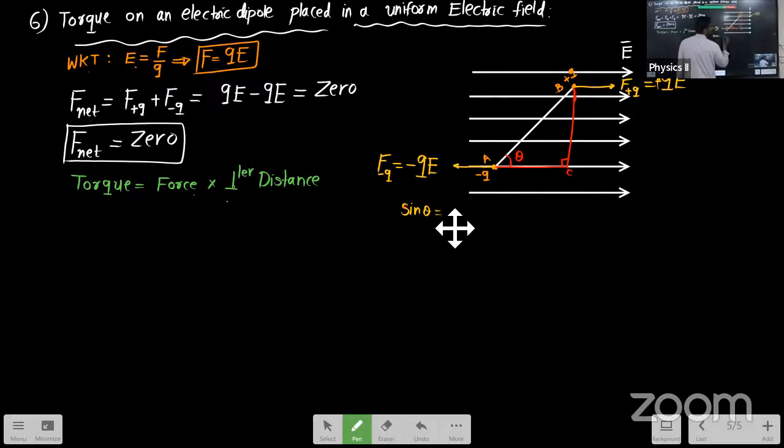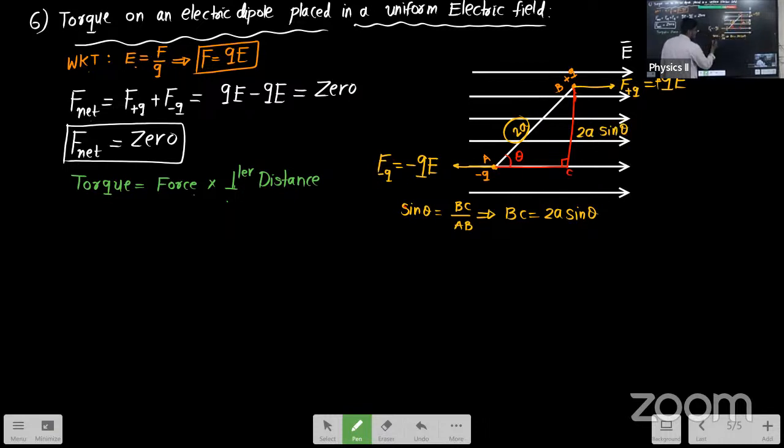What is this opposite side? Opposite side is BC divided by the hypotenuse. Let the length of the dipole be 2A. What is this hypotenuse? AB. So I can write BC is equals to, what is the value of AB? The value of AB is 2A. BC is equals to 2A sin theta. So what is the value of this perpendicular distance? This is becoming 2A sin theta.